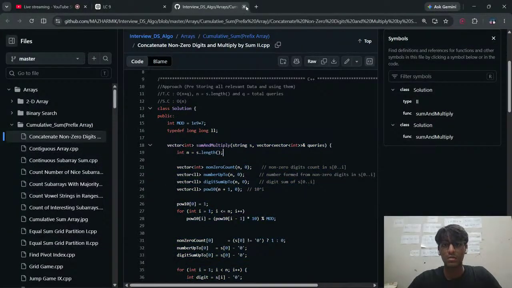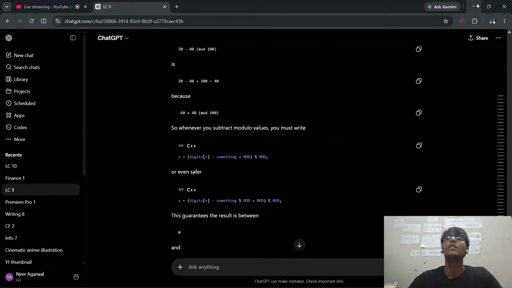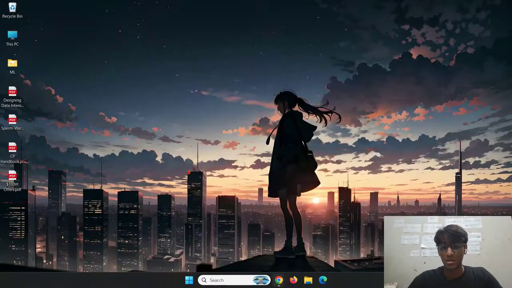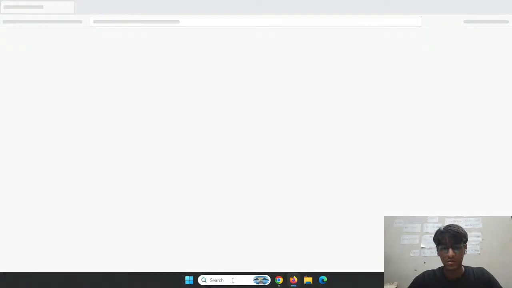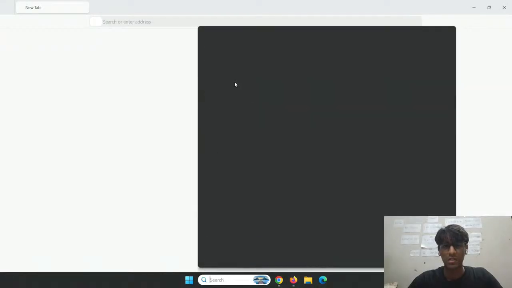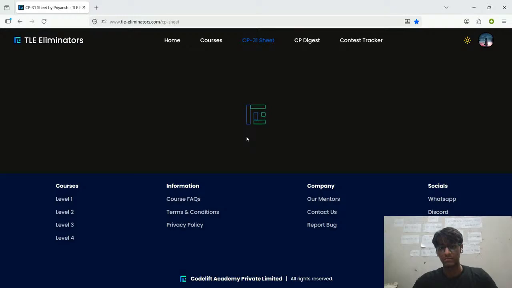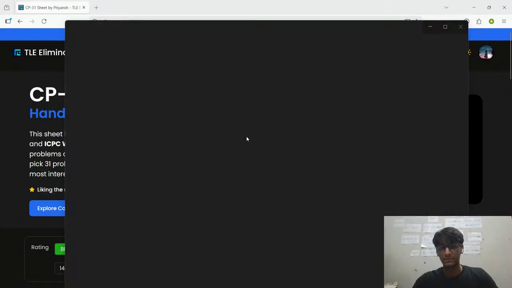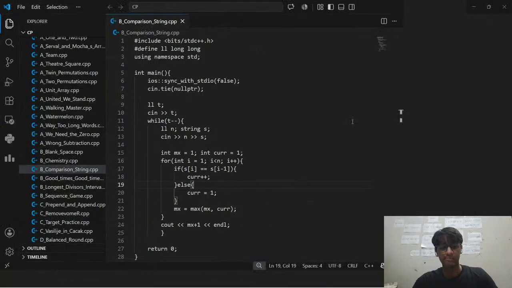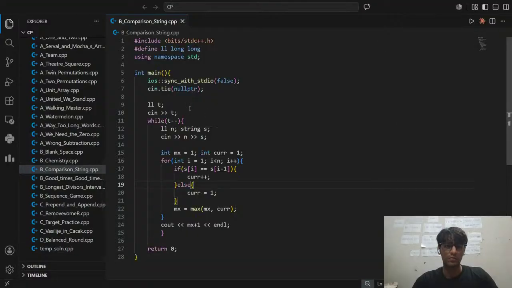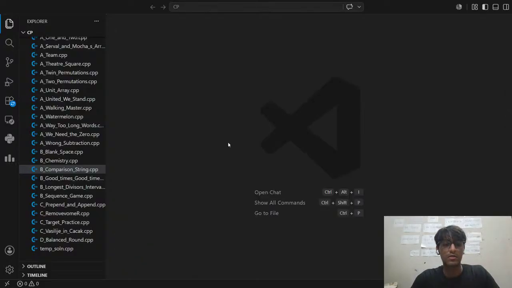Now let's go on to Codeforces. I also understood this problem. This comparison string.